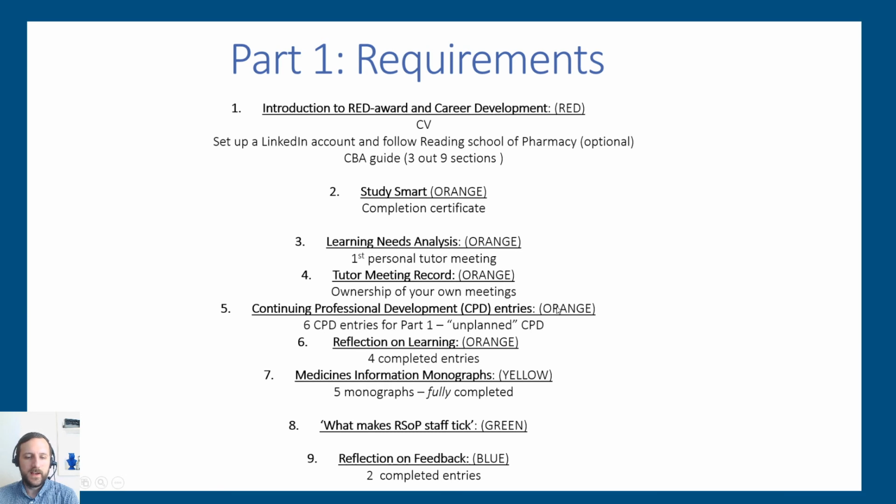So the CPD sections. Number 5 is about completing your CPDs. As you're in part 1, you should only be completing unplanned CPDs. We'll talk about what an unplanned CPD is in the CPD video, but just to say that in total you should have 6 completed CPDs by the time you start year 2. This is looking at topics that you find interesting and that you think will help you develop as a student, pharmacist, or other. We'll have a look at that in our separate video.